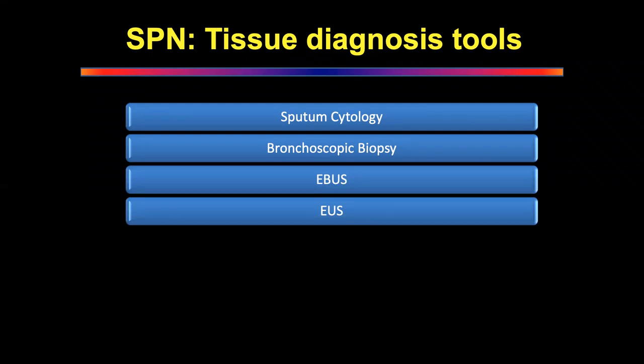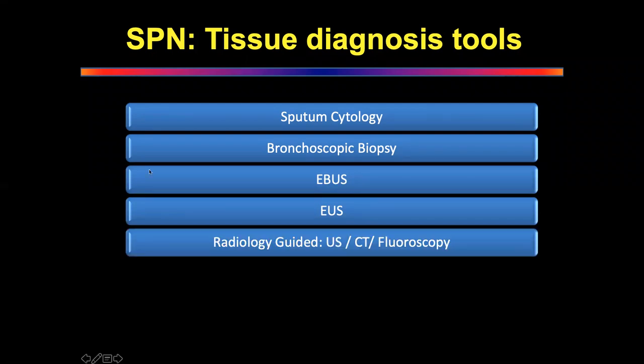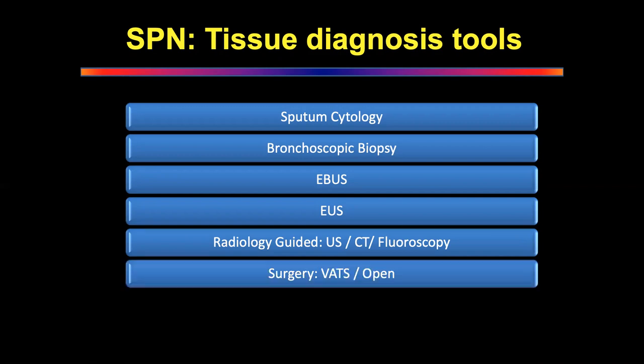Okay. What else? You said CT guided peripherally. What else? How else can you get a tissue diagnosis? Simple question, man. So difficult. Surgical biopsy, sir. Thank you. Well done. God bless you. Surgical biopsy, VATS and open. Okay. What else?